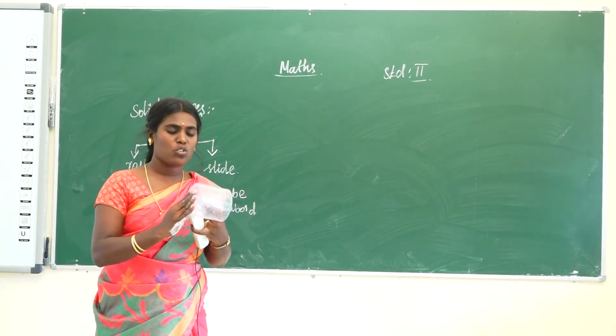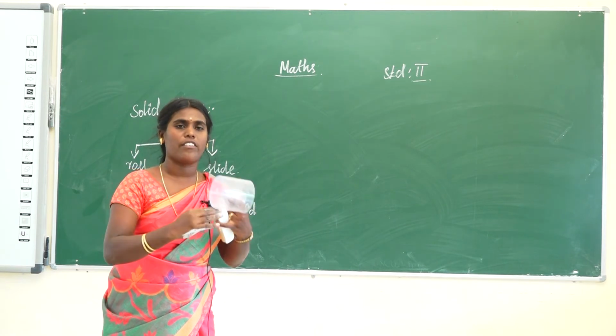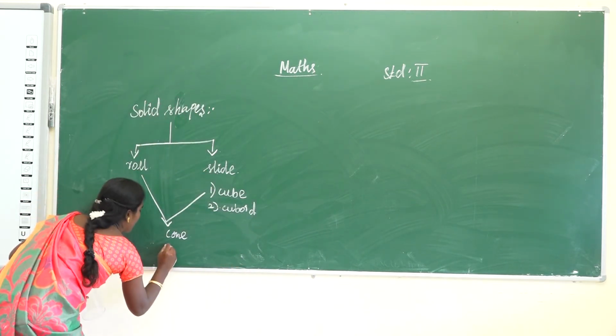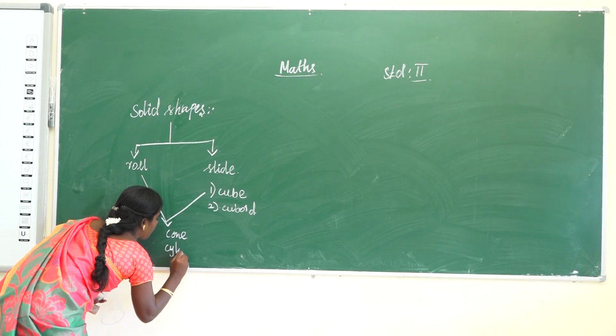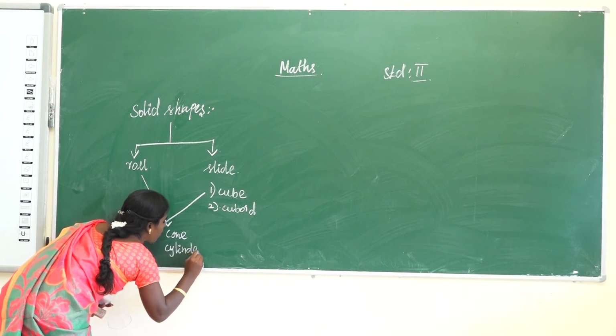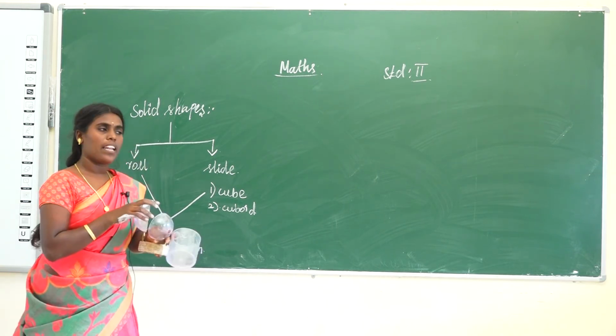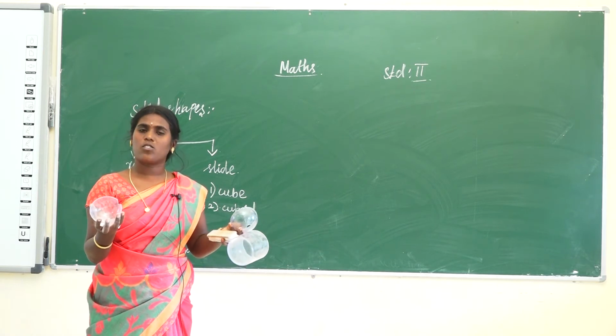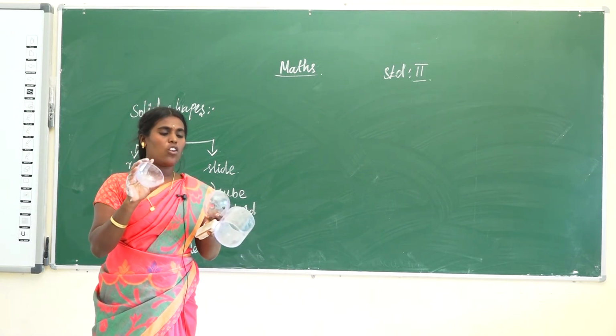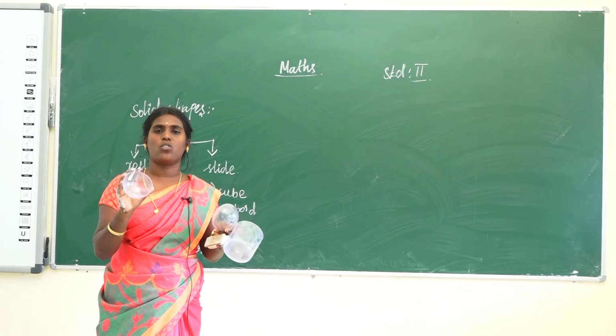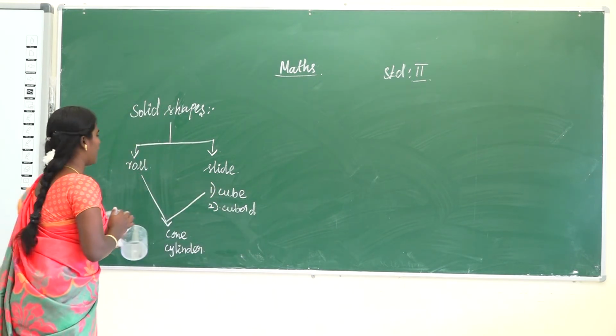Cylinder also has two flat faces, then one curved face. So the cylinder does both. Next, sphere has no corners, no edges, nothing. It has only a curved surface alone. So that is rolling.